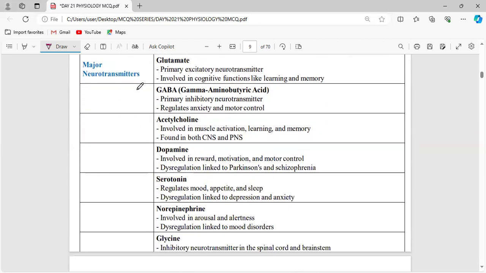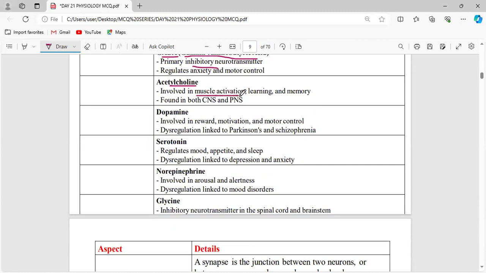See, these are the neurotransmitters: glutamate, that is the excitatory neurotransmitter; GABA, gamma aminobutyric acid, that is the inhibitory neurotransmitter; acetylcholine. They are involved in muscle activation, learning, and memory, the most important neurotransmitter. And dopamine, it is the one responsible for reward, motivation, and motor control. If it is dysregulated, if it does not function correctly, it is linked to Parkinson's and schizophrenia. Okay, these are nervous disorders.